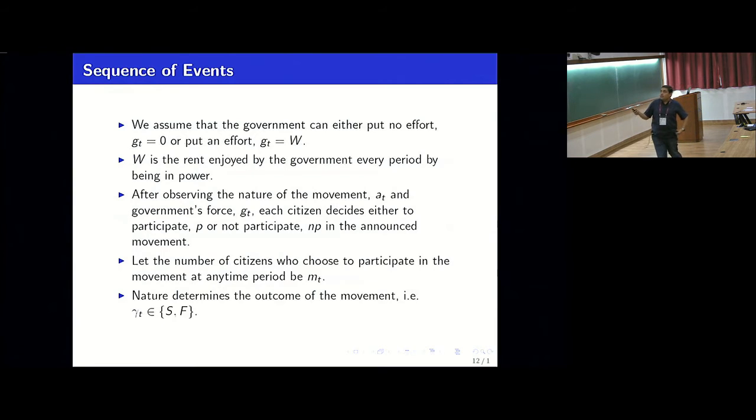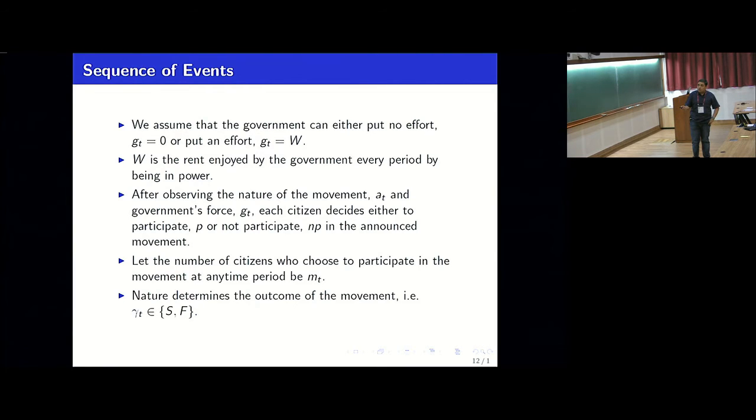As I said, the government can either put in no effort or put in an effort W. W you can think of as the rent that the government enjoys by being in power every period. After observing the action chosen by the leader and the government force, citizens decide whether to participate in the movement or not. So P or NP are the two action choices that the citizens have.